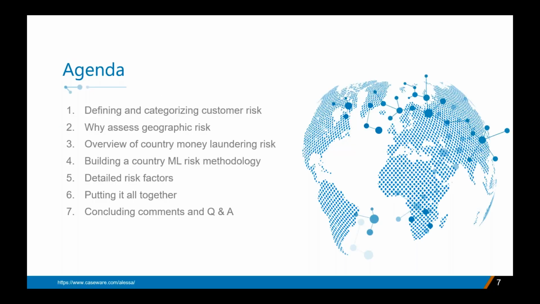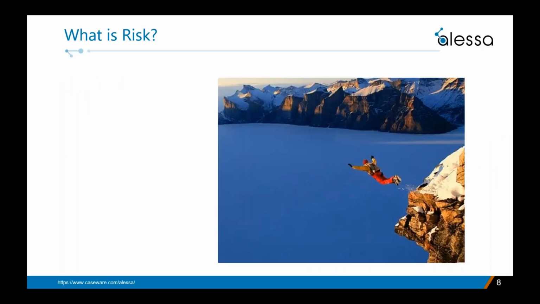So today we're going to start with an exploration of just what is risk and why assess geographic risk. Next, we'll explore the concepts underlying country money laundering risk and some options for building a country money laundering risk model. Then we'll go deep into the detailed risk factors that impact a country's money laundering risk. We'll talk about ways to put all of this together and then wrap up with some concluding comments. After that, we'll open it up for your questions.